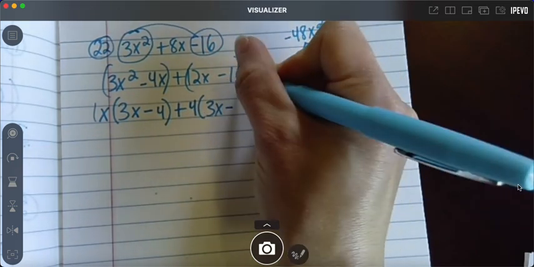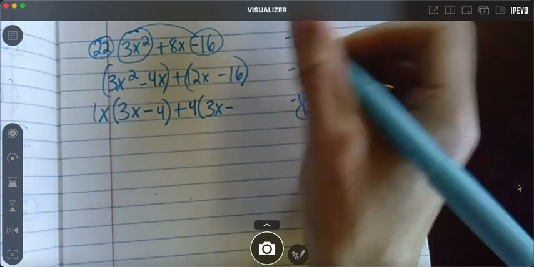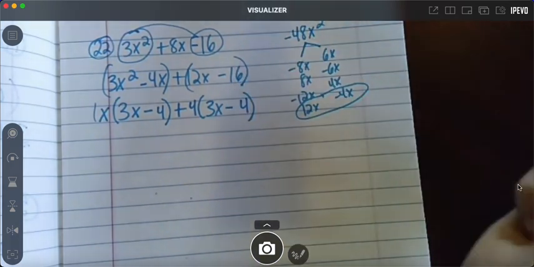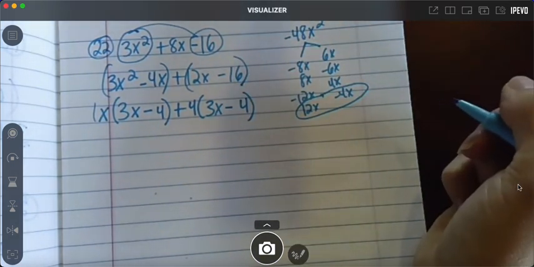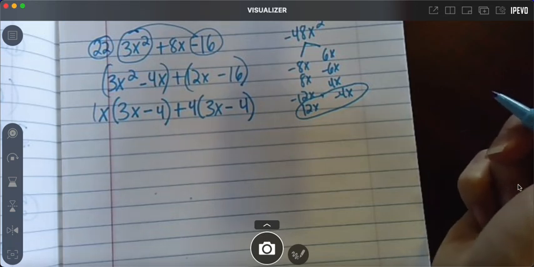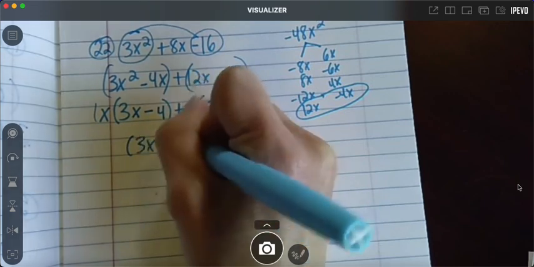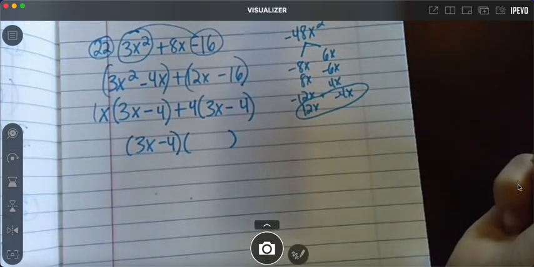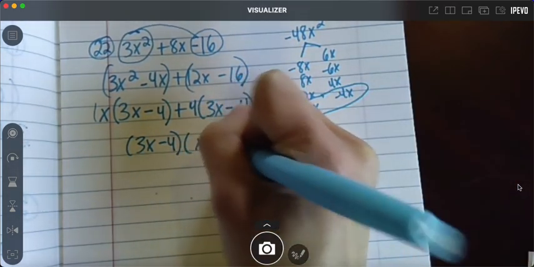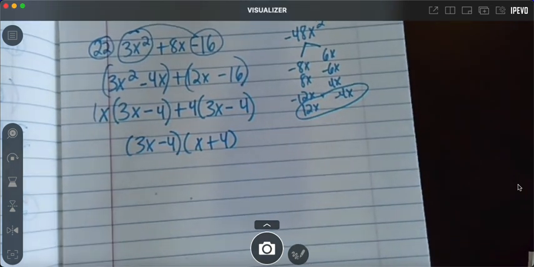Okay, quit. What is 16 divided by, or 4 times what is 16? 4. Yes. So what's in parentheses? What's in parentheses is the same. So we write that, 3x minus 4, and what's left over? X plus 4. 1x plus 4. You could write the 1, but they're not going to in the answer.